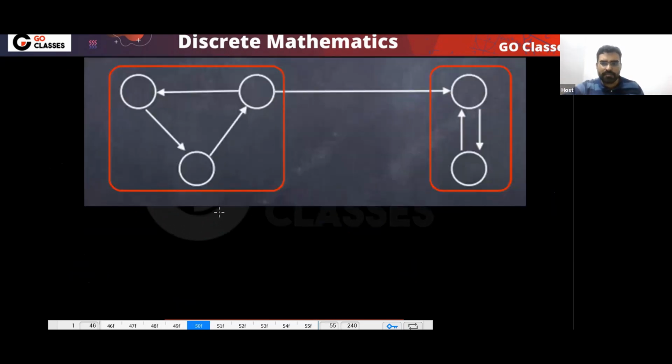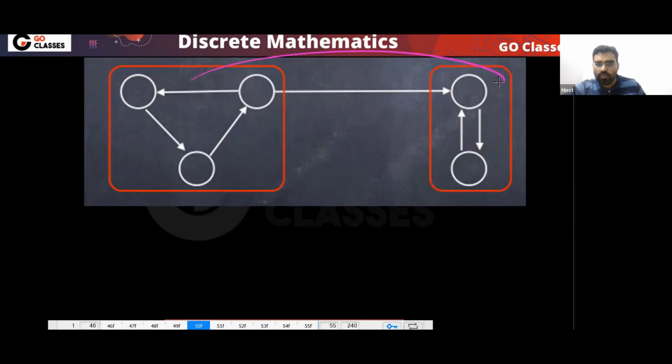Let's see this example. In this, you can notice, is this a strongly connected component? Please understand, tell me. Is this a strongly connected component? Yes, you can notice this is a strongly connected component. This is a strongly connected component. This is also a strongly connected component.